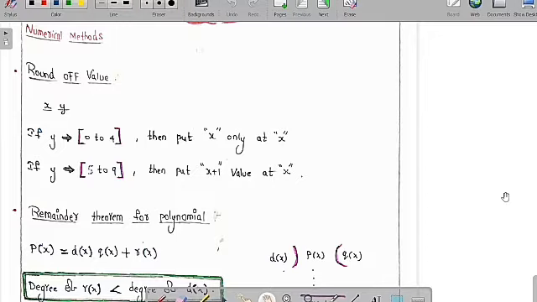The aim of this lecture is to discuss numerical methods formulas in a very detailed manner.